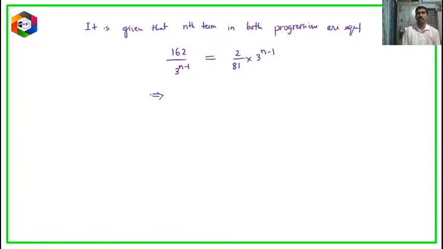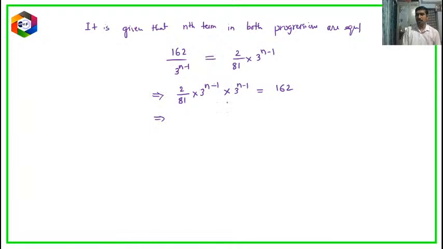So the n terms I am bringing to one side and the non-n terms to the other side. So what I am doing? Cross multiplication, or else. This is what we will do. First this side I am doing 2 by 81 into 3 power n minus 1 into 3 power n minus 1. This I have multiplied is equal to 162. This I multiplied, and now this one you can transpose to the right hand side.